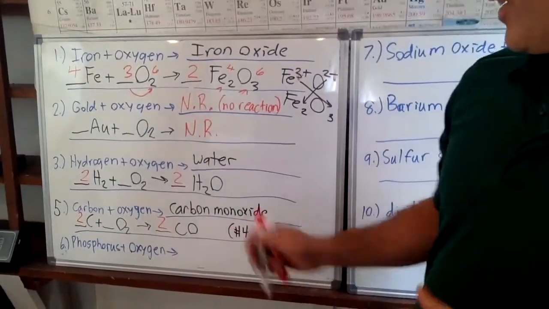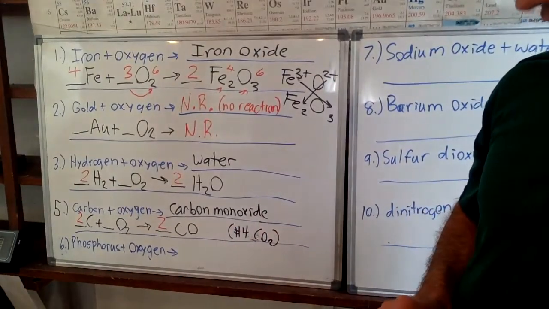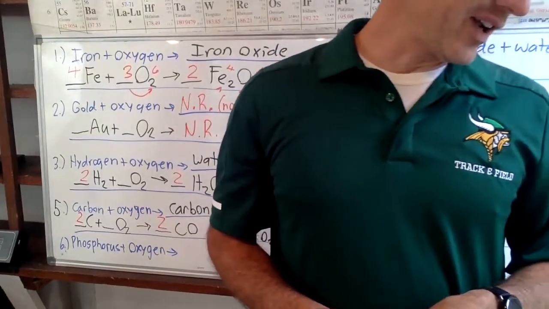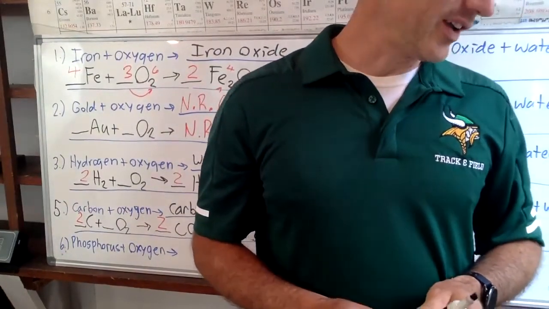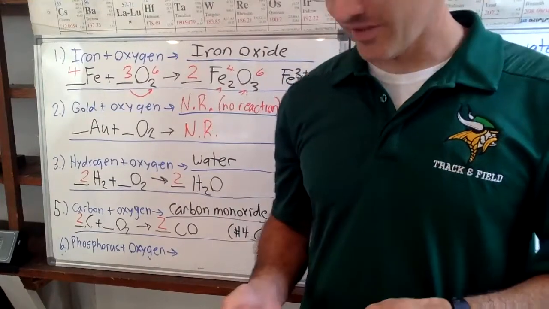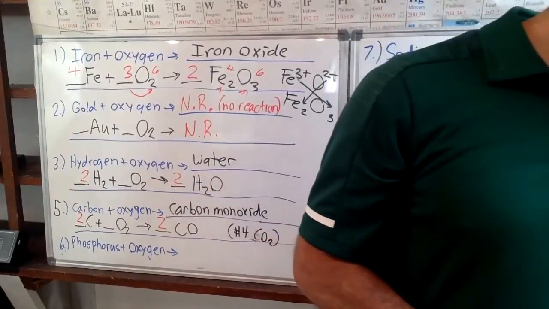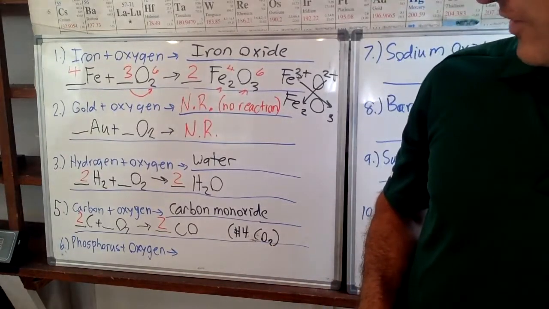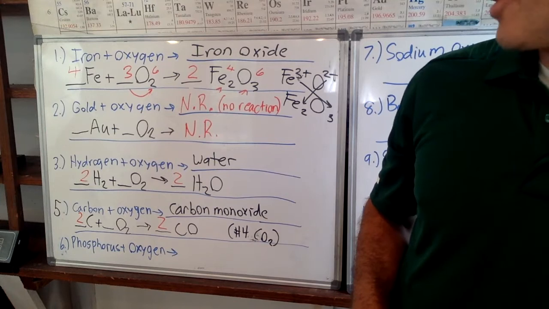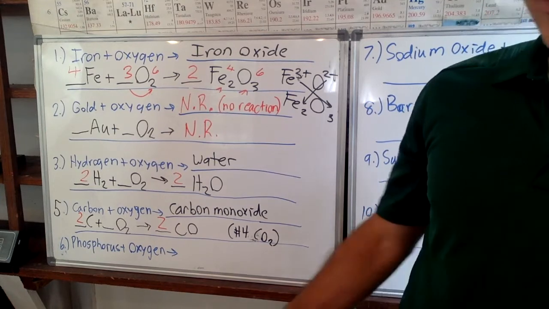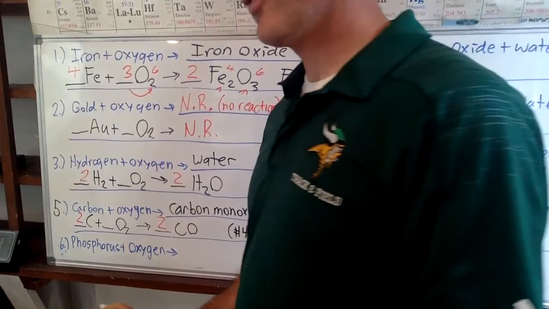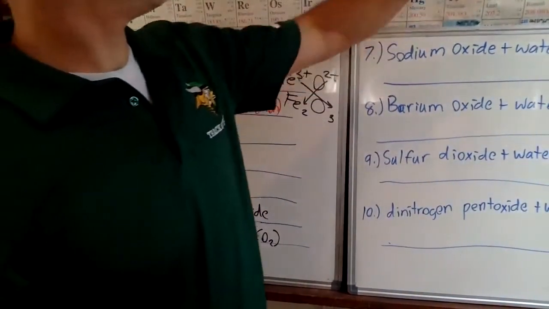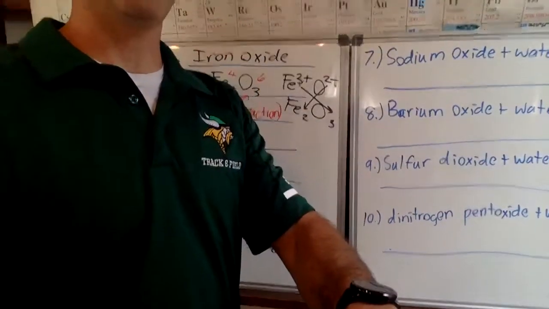All right, lastly, we have phosphorus plus oxygen. Phosphorus is very, very reactive. I'm not allowed to have it anymore. It was on the naughty list. But in terms of this reaction, if we had some, it would definitely happen. And it's going to make phosphorus oxide, but not just phosphorus oxide. Oh wait, sorry.